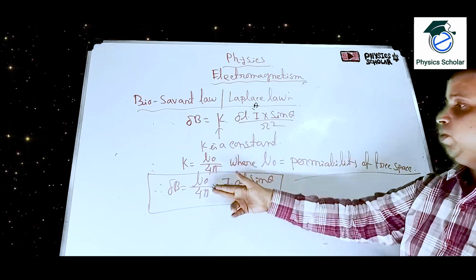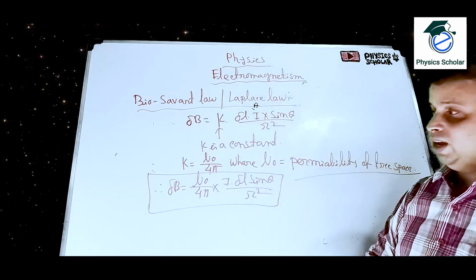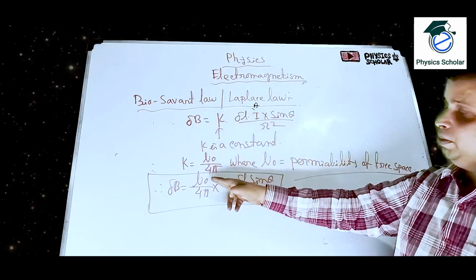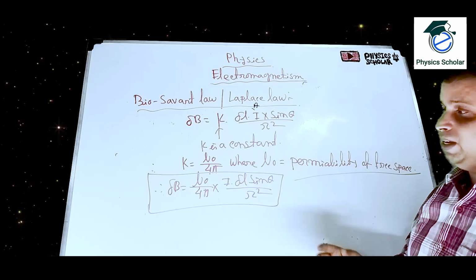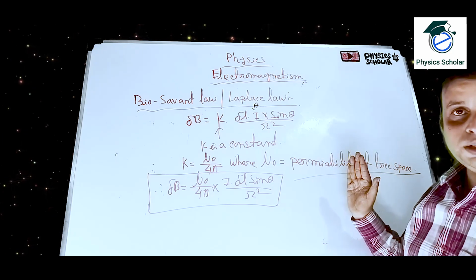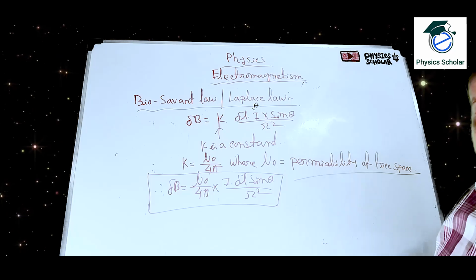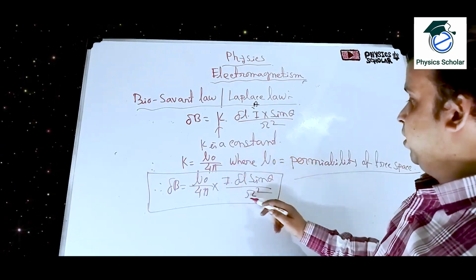Okay. So if you can only remember this equation, you can easily write the formula. So the value of K will be mu 0 by 4 pi, where mu 0 is the permeability of free space. So this is the Biot-Savart law or Laplace law. Hope you have understood this. Now let us move to the next topic. So students, so hope you have understood this.